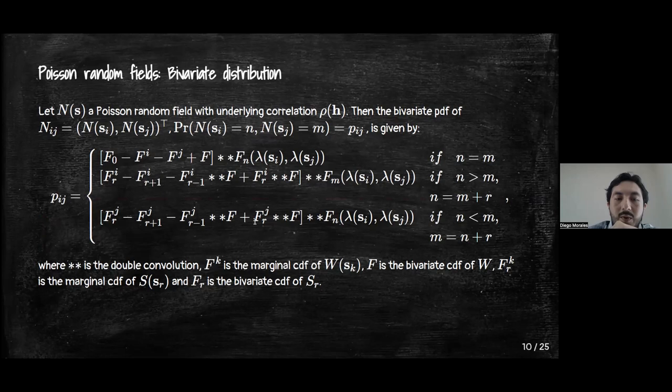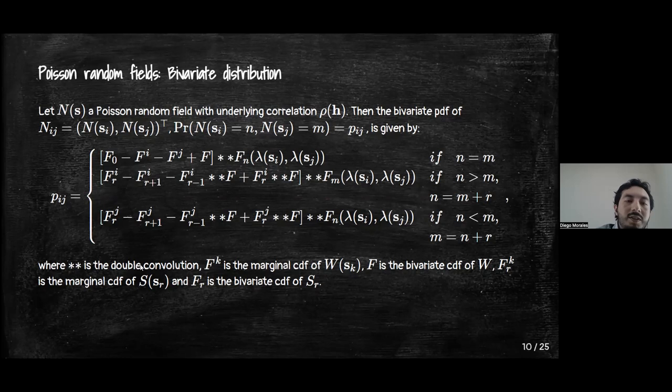Here we can see that the bivariate PDF depends on the marginal distribution of the exponential random field and on the convolution of the exponential random field. The good thing is that the convolution of the exponential random field is a gamma random field, so we can have a closed expression for that.